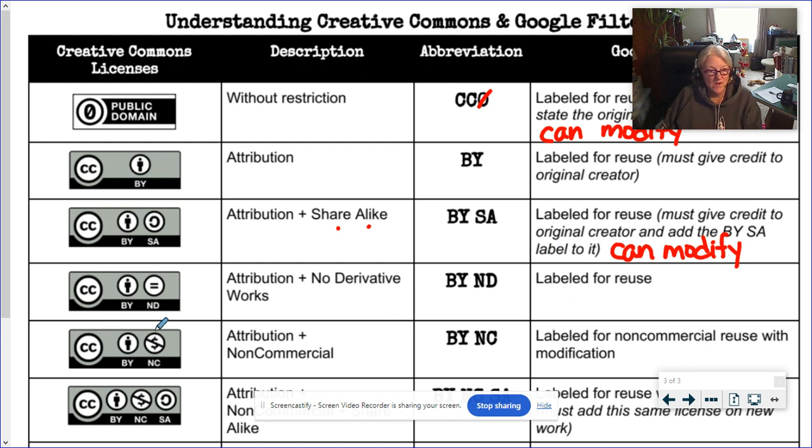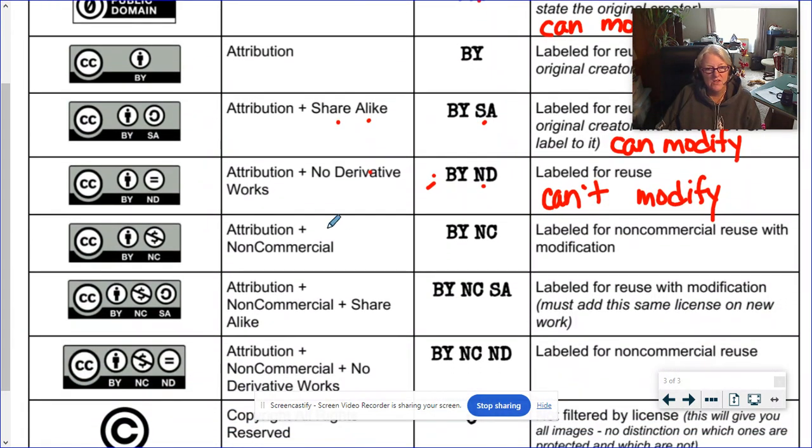This next one, which has the equal sign, means no derivative works. You will never see SA and ND together because they're opposite. So with ND, you can use it, you have to give credit, but you cannot change it. So say can't modify. Okay, that's the big clarification.